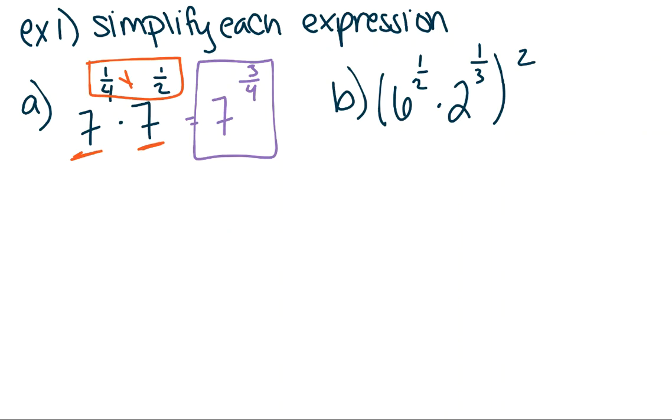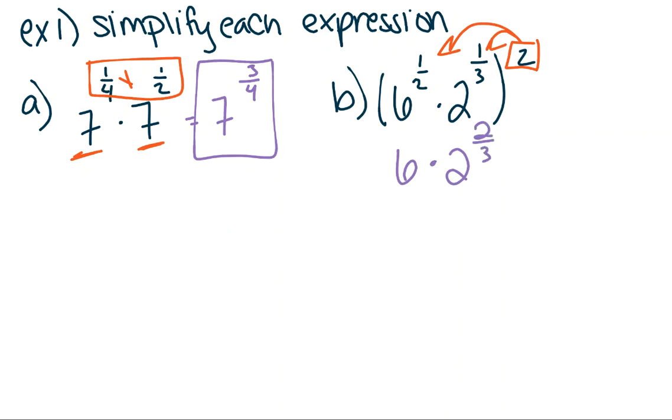What I can do is I have this 2 exponent out here, so I can go ahead and distribute that. When I distribute that, I multiply my exponents. So 1/2 times 2 becomes 1. So this is going to be 6 to the first power, and then I have times 2 to the 2/3 power.